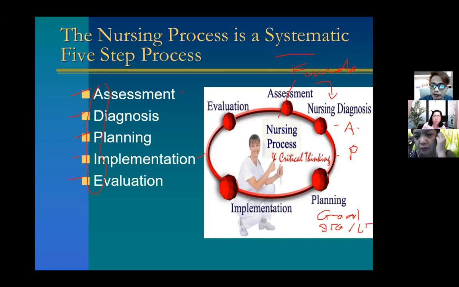Okay? Then your implementation. So under implementation, you have your independent, okay, and then your dependent, and then you have your collaborative. Okay? Under evaluation, okay, under evaluation, okay, under evaluation, you also have 3. So number 1, it's either goal met, goal partially met, or goal not met.